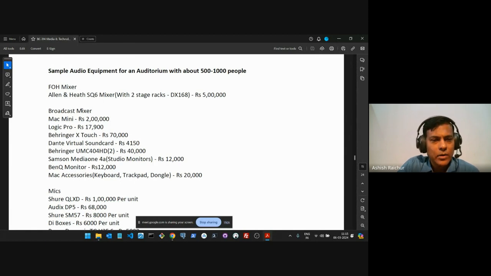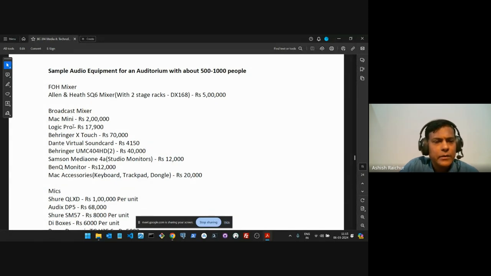And then we also need a broadcast mixer, like I said. There's a front of house mixer, and the broadcast mixer is the one for mixing sound for the live stream audience. Then we have a Mac that does the mix for the live stream. We use Logic Pro.